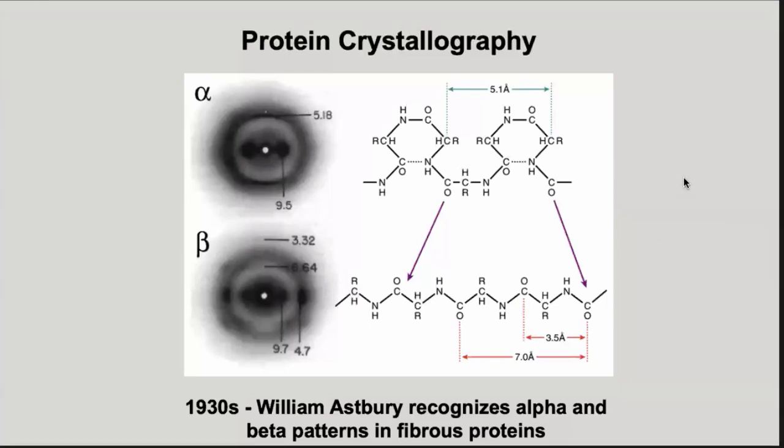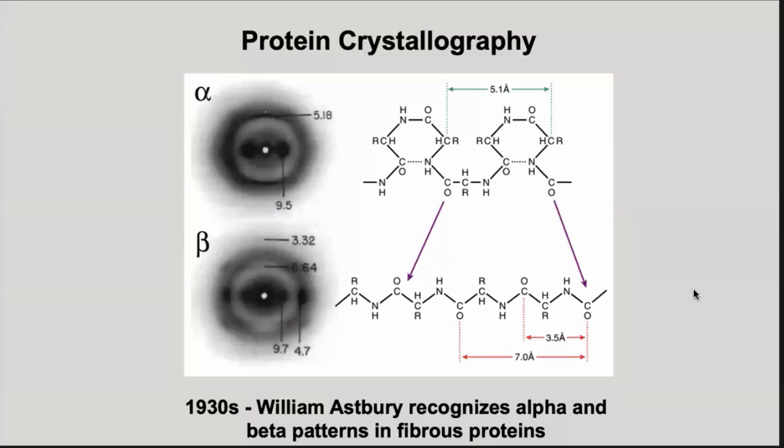And then there were other fibers like silk, I believe, that you could put into this crystallography thing, and you got a different pattern that he called the beta pattern that had dots that corresponded to these other distances that you see listed here.